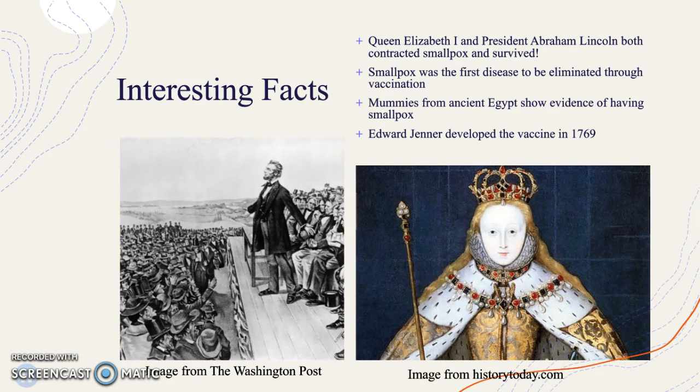Some interesting facts. So Queen Elizabeth had smallpox. She survived it, the first Queen Elizabeth in the 1500s, and Abraham Lincoln had it, actually after he delivered the Gettysburg Address, and they both survived it. It was the first disease eliminated through vaccination, and as I said before, mummies from ancient Egypt show evidence of having smallpox. And the person who discovered the vaccine was Edward Jenner, and he developed it in 1769. So we've had this, but then again, think about how long it took to eradicate it, about 200 years. But super interesting, and they both survived it.